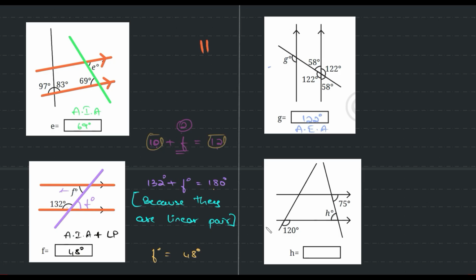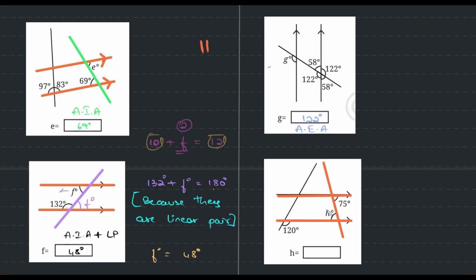Done. Next. Again, to confuse you guys, there are quite a few lines over here. So we have one parallel line. Always start with the parallel lines. Then look at whatever you have to find. You have to find H. Then draw the transversal line.